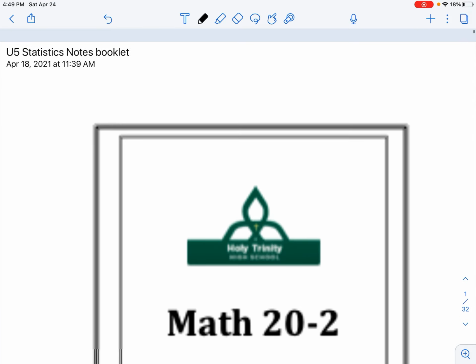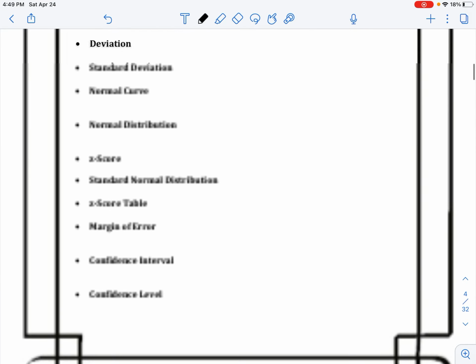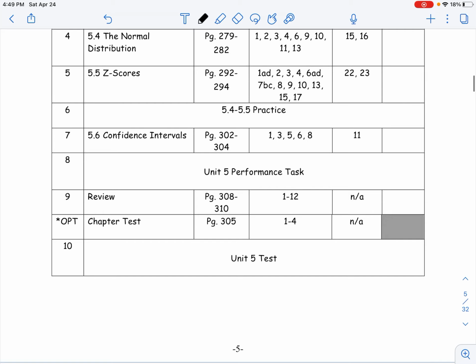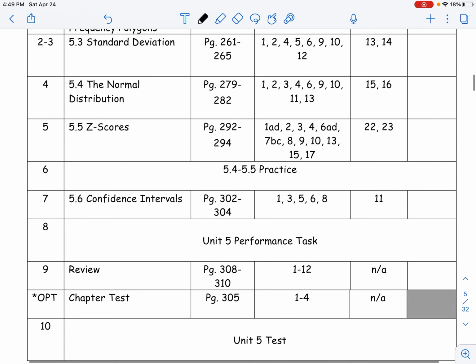So what you want to do is practice, go back to your homework, which is way above here. You want to practice homework questions and make sure you guys start to get ready for your unit test. That's day 7, page 302 to 304, 1, 3, 5, 6, and 8.